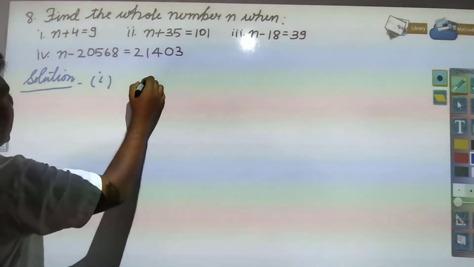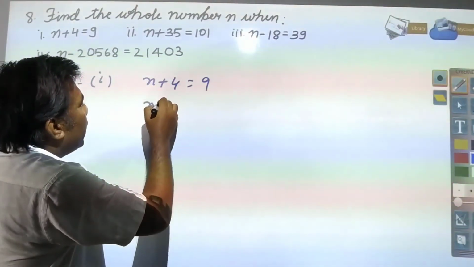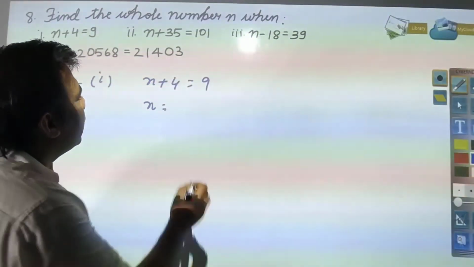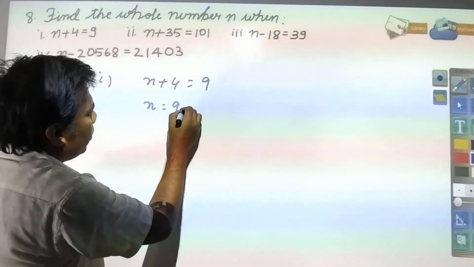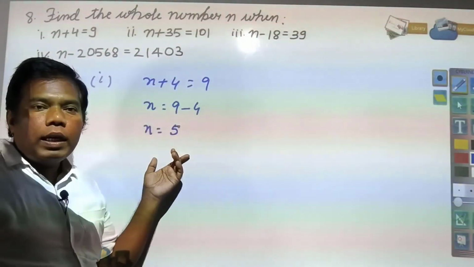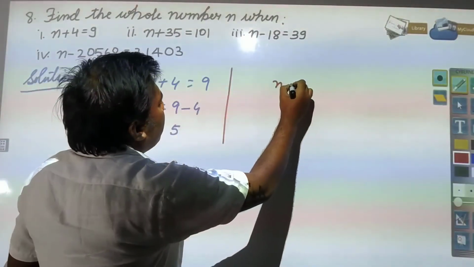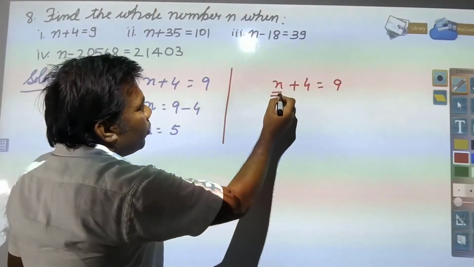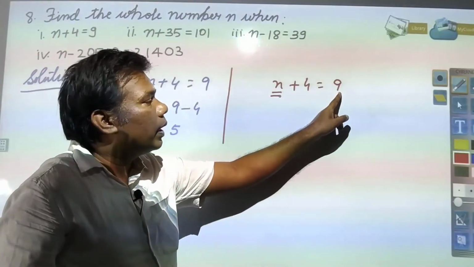First you see, n plus 4 is equal to 9. So n will be equal to, this number is required to be taken to the right side, and here you have plus 4, it will become minus 4. So finally you will get n is equal to 5. In another way you try to understand this. Here n plus 4 is equal to 9. Here you need to know what number we will put over here, and we will add 4 to it so that we will get 9.